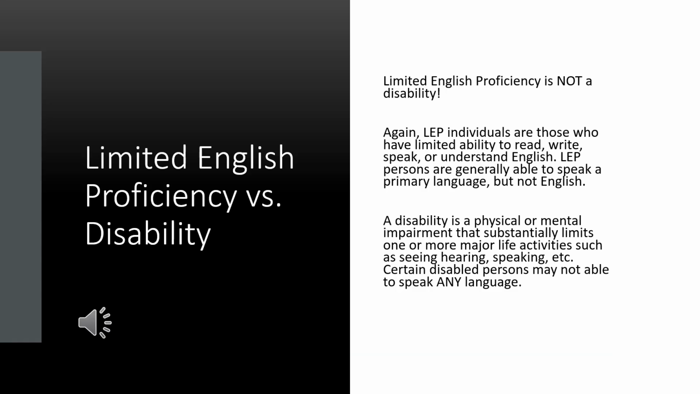We'll be discussing disability in a lot of detail in Module 4, but I have seen this line blurred enough times that I decided to make a slide about it. Limited English proficiency individuals are those who have a limited ability to read, write, speak, or understand English. LEP persons are generally able to speak a primary language, it's just not the English language. A disability, on the other hand, is a physical or mental impairment that substantially limits one or more major life activities, such as seeing, hearing, speaking, and so forth. Certain disabled persons may not be able to speak any language, English or otherwise.